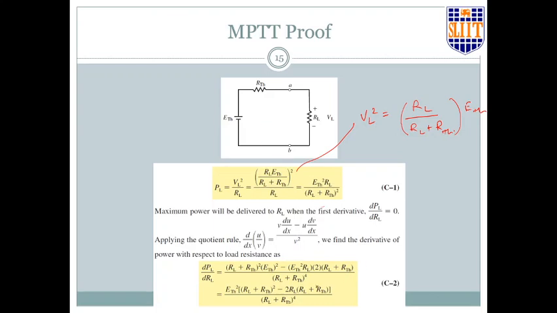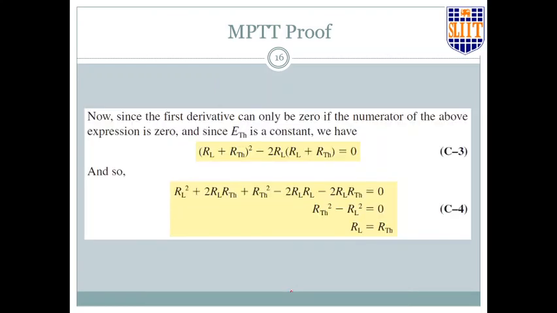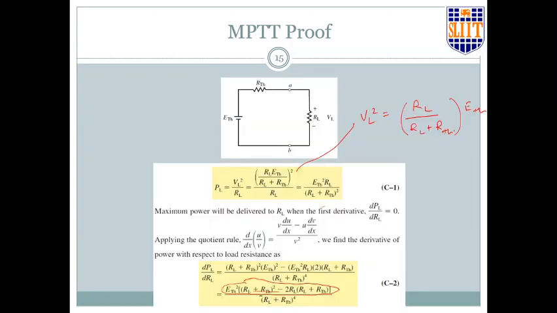expansion or this derivative. You can do that at home and see how that becomes simplified like this. The numerator, this part, has to become 0 for the derivative to be 0, because the denominator is anyway not 0. So that's what they have done in here. They have equated this to be 0.